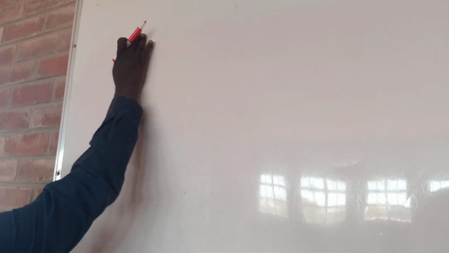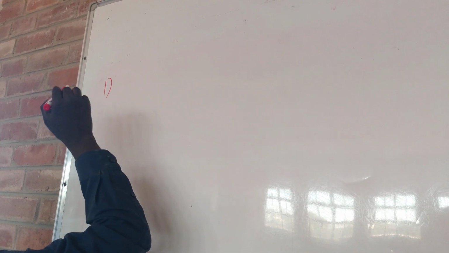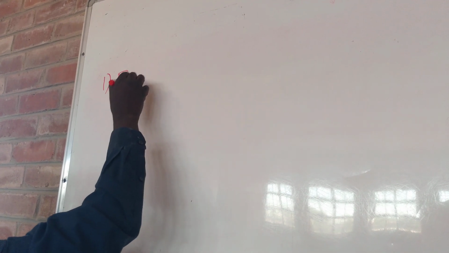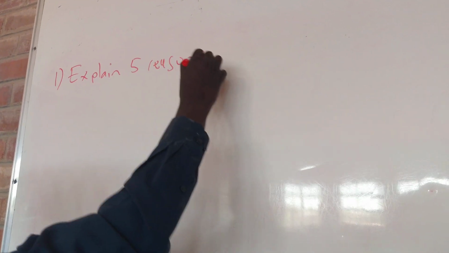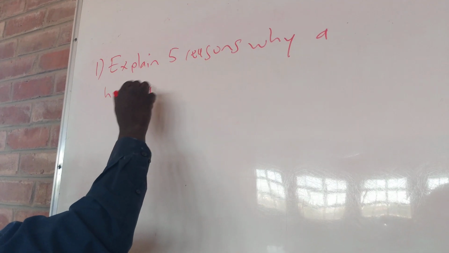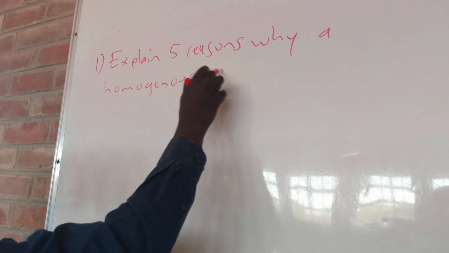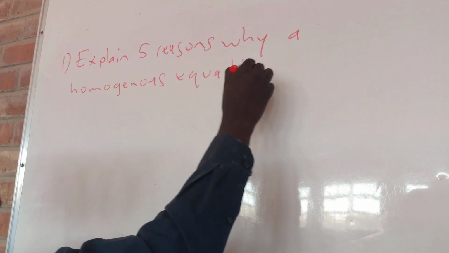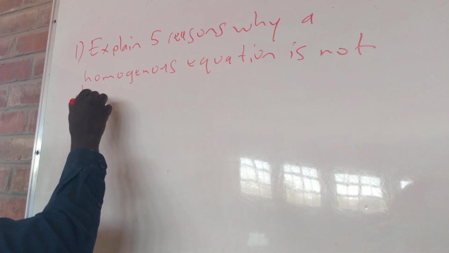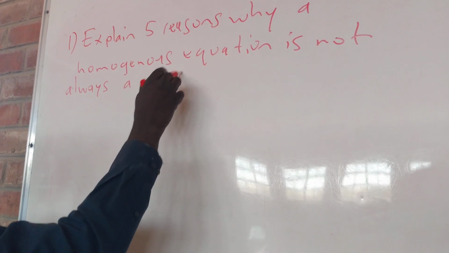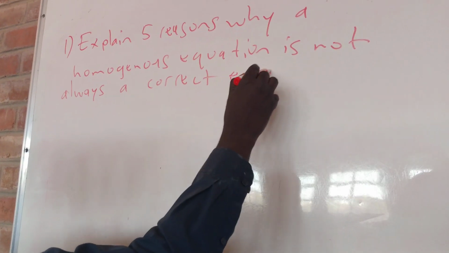So at the end of today's lesson, you should be able to answer the following questions. One, explain 5 reasons why a homogeneous equation is not always a correct equation.